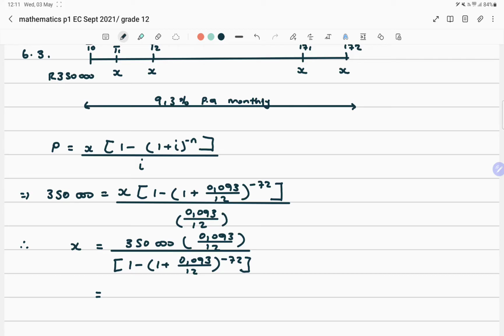I'm getting a lot of money, and now that worries me. Okay, let's start again. 350 into 1 plus, oh yeah, I substituted incorrectly this part here, so 0.093 over 12. So there was an incorrect substitution in the numerator, so it explains why there was this little hiccup.